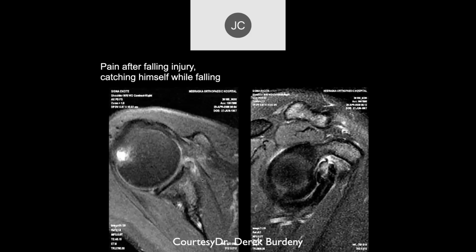So, patient has pain after a falling injury, catching himself while falling. On the left, we have an axial image. Looks like there's some increased signal at the anterior glenoid. It almost looks like there's an osseous defect there as well, like a little bit anterior to that. Up here? Yeah. What's this? It looks like a piece of bone.